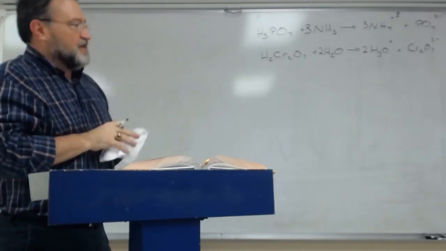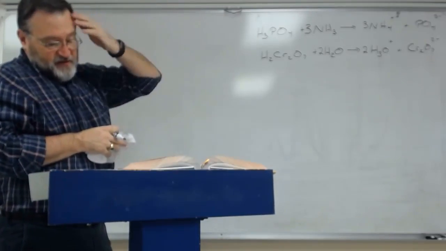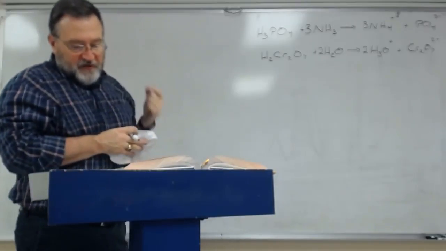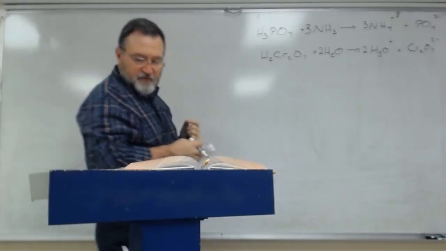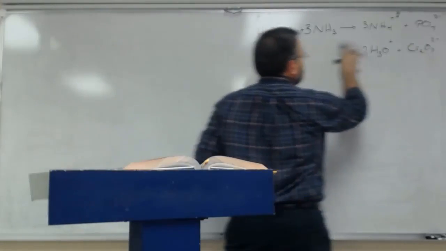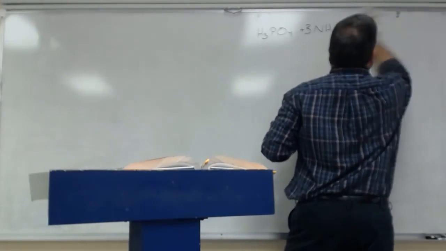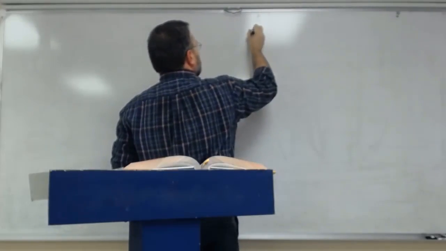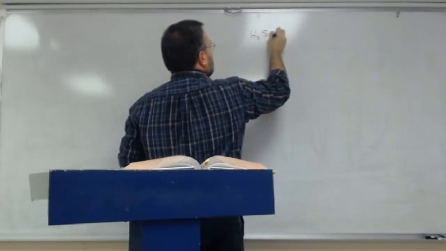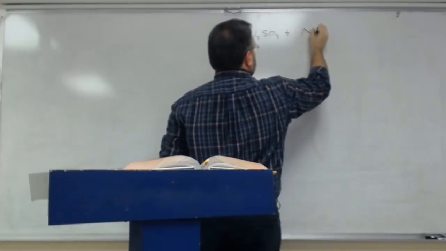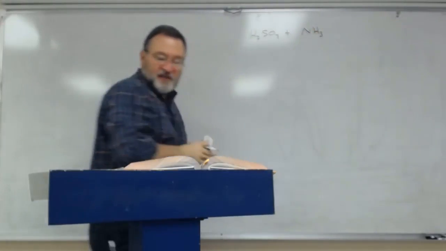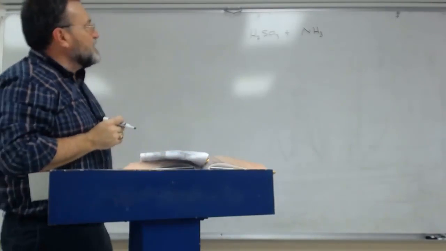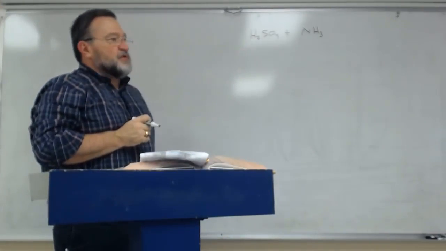Let's do the on your owns together. Last few minutes here. On your own 9.5. What's the chemical equation that describes the reaction between H2SO4 and ammonia? Sulfuric acid and ammonia. Notice that they did give you the formula for ammonia. Oh, man, made it easy. Okay. Sulfuric acid and ammonia.